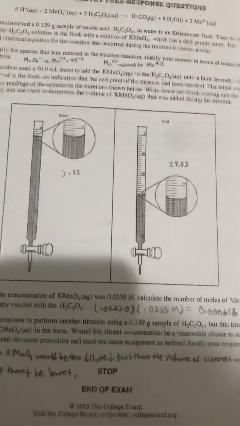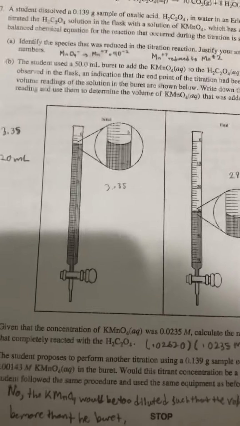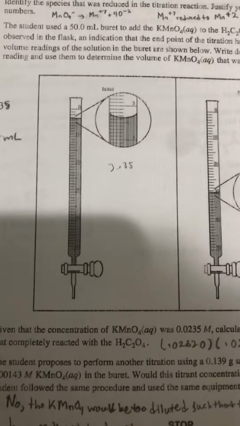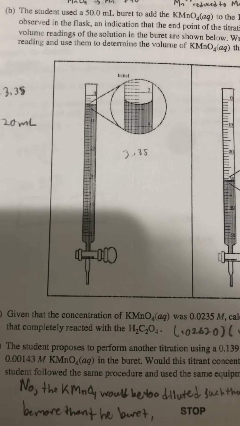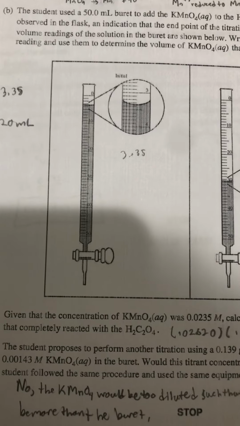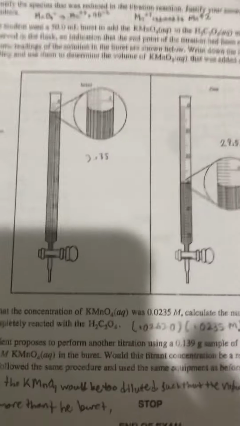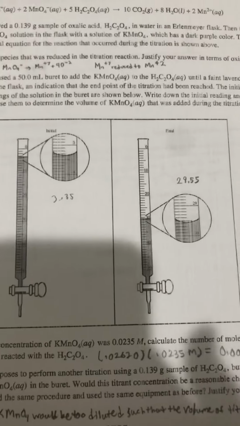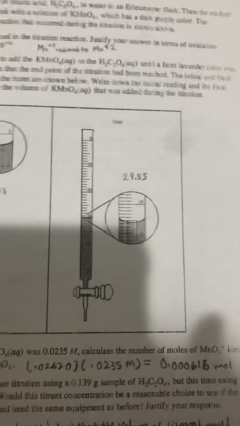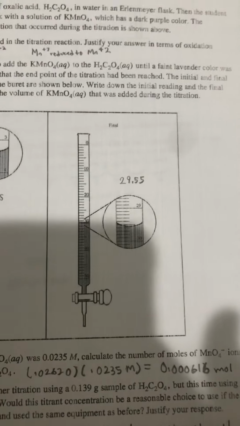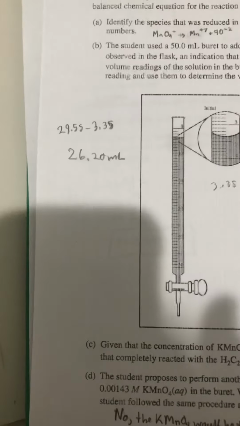subtraction. Your initial, you can read that. 3.35 is what I read it as. Of course you might get something different due to it being in between lines. And here, once again in between lines, 29.55 milliliters. And I subtracted them to get 26.20 milliliters.